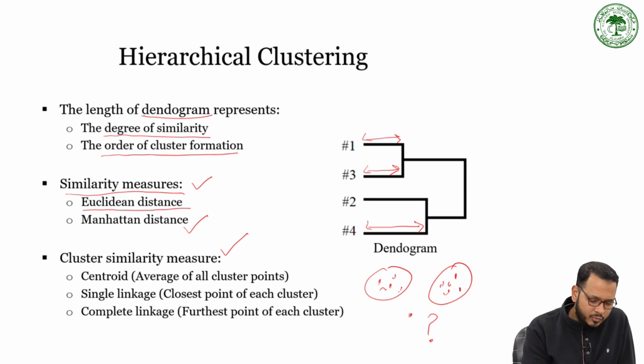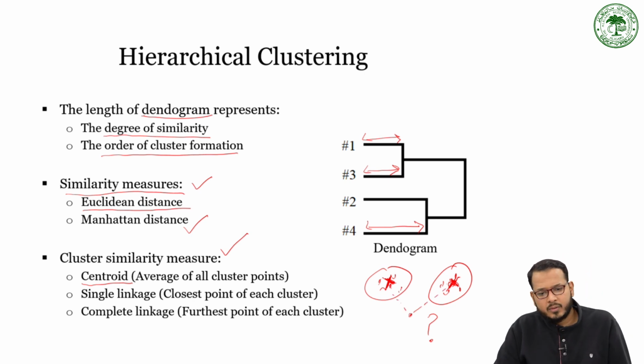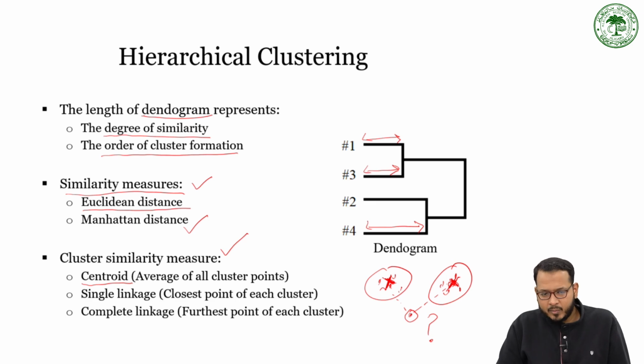Either we can take a centroid approach, in which we calculate the centroid, or the average point, of both the clusters, and we calculate the distance to each of them, and we assign this new point to the cluster depending upon which centroid it is closer to. Or we can also use the single linkage approach or the complete linkage approach. Let's discuss them further.